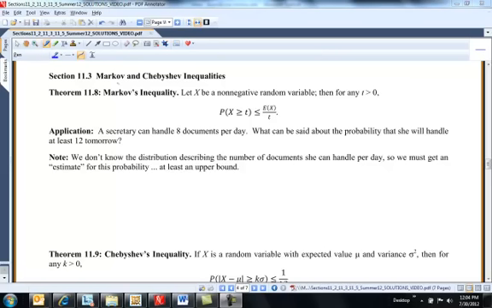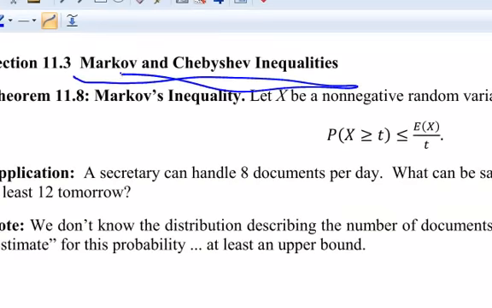Okay, I'm treating 11.3 fairly lightly. It's nice. These inequalities, the Markov and Chebyshev inequalities, are used to give you bounds on probabilities. Usually you don't know the distribution of a random variable, and you just want some estimate of a probability. So this could be nice at giving you an upper or lower bound. You'd hope you know the distribution, but if you don't, this gives you at least something.